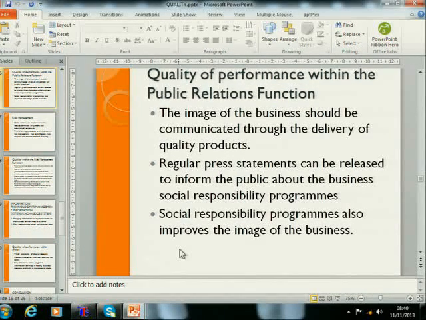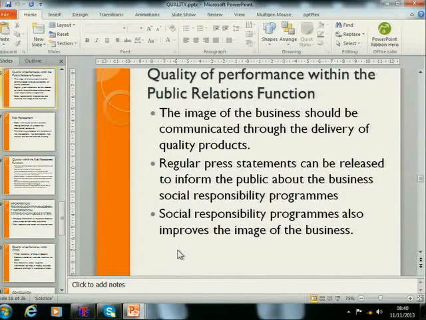Now, quality of performance within the public relations function. The image of the business should be communicated through the delivery of quality products. If you deliver quality products, then you are projecting what the image of your business is. Poor quality projects poor business and poor management. But if you produce goods of superior quality, then you are actually speaking well of your business.